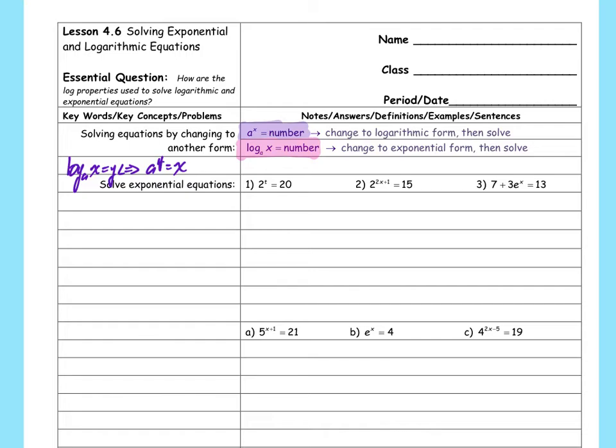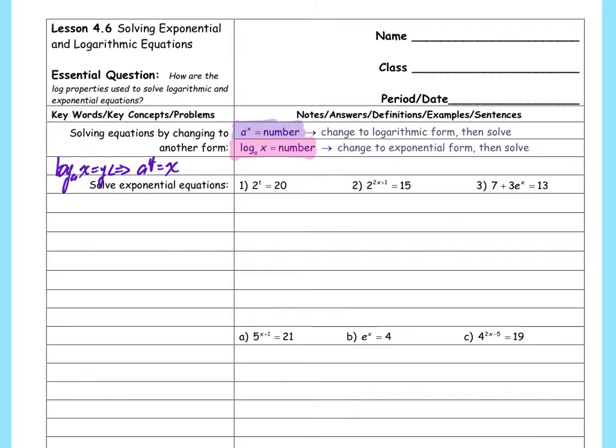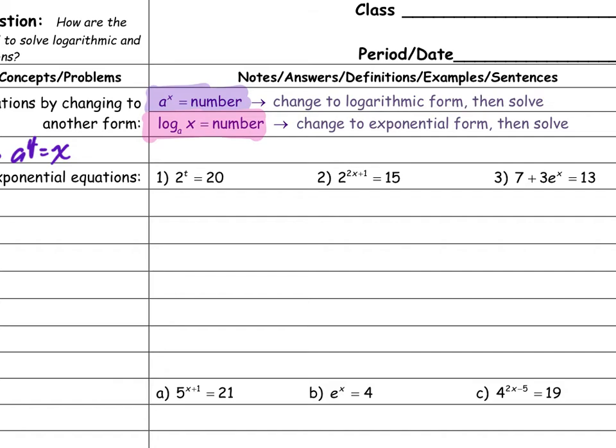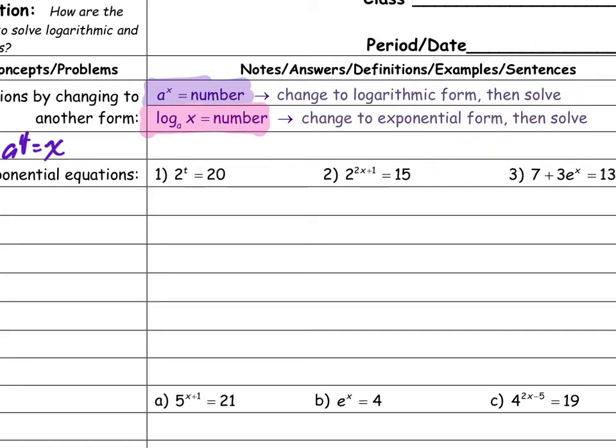So we're going to just start with the first one, I guess. It'll just be the easiest. Notice that my exponent is by itself. The exponent is 2 to the t, and it is all by itself. So I'm going to just switch it to a logarithmic form. So I get log base 2 of 20 equals t, right?